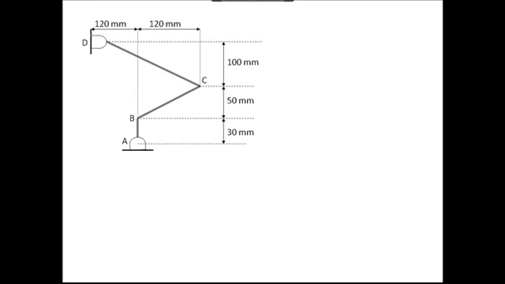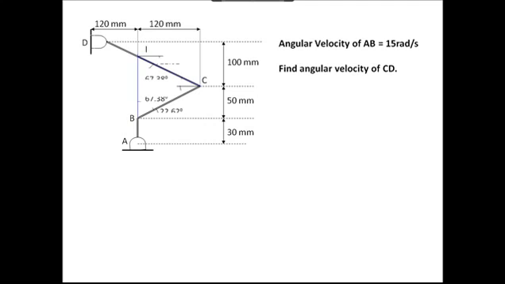Next problem is a three-link problem. If you remember the previous videos, the first task of finding velocity center in this is very simple. For AB it is A, for CD it is D, and for BC it is where the two end links meet. What is given is angular velocity of AB as 15 radians per second, and what is asked is angular velocity of link CD. So we first locate this instantaneous center of BC, which is at I.